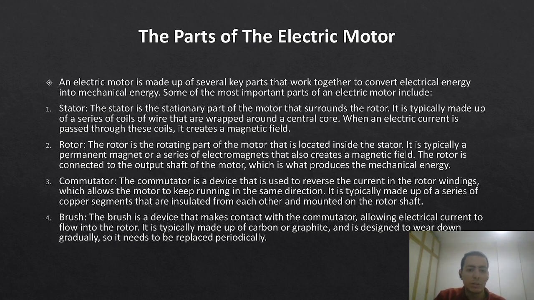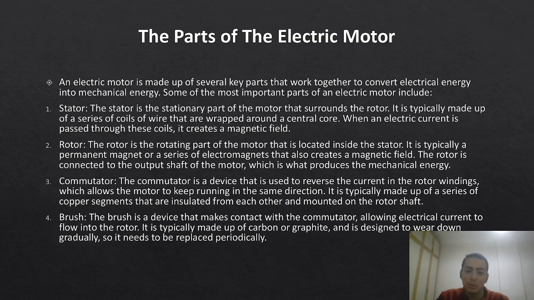Rotor. The rotor is a rotating part of the motor that is located inside the stator. It's typically a permanent magnet or a series of electromagnets that also creates a magnetic field. The rotor is connected to the output shaft of the motor, which is what produces the mechanical energy.